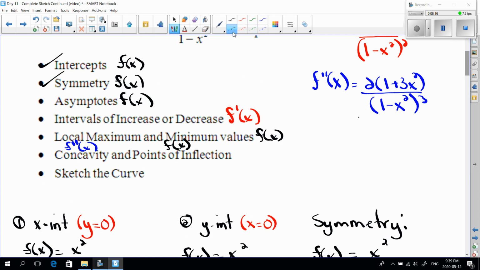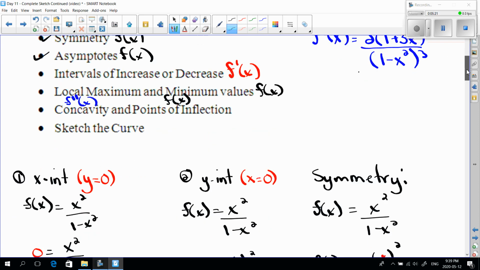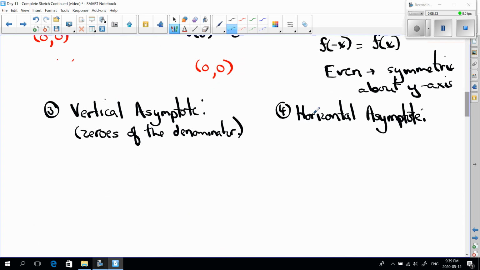Okay, now we're going to move on to asymptotes. So the asymptotes, will start with the vertical asymptote, that is the zeros of the denominator. So I'm going to use my original function again, and I'm going to take the denominator, and I'm going to set it equal to 0. So the denominator in this case is 1 minus x squared.